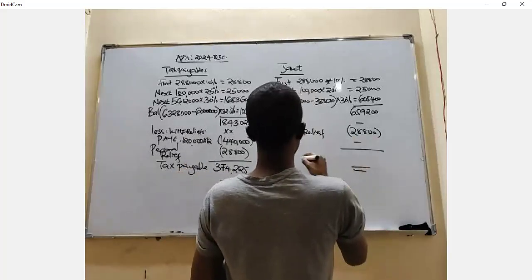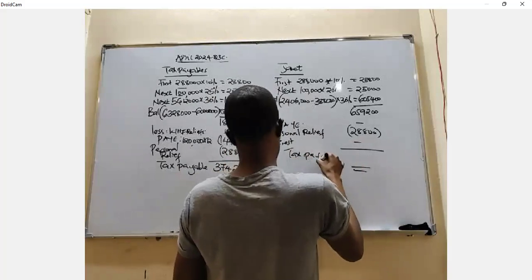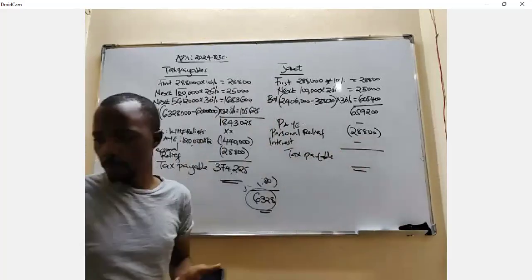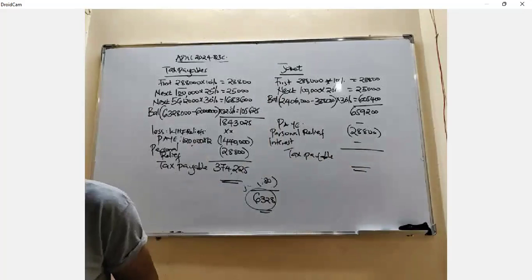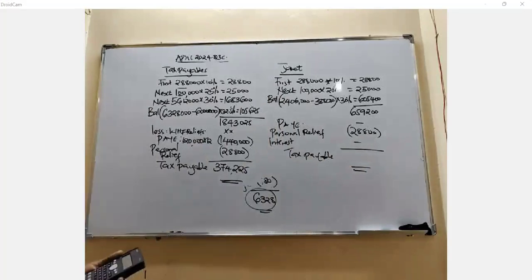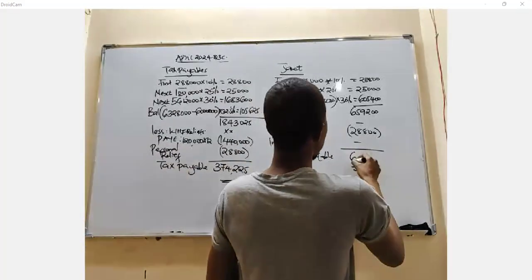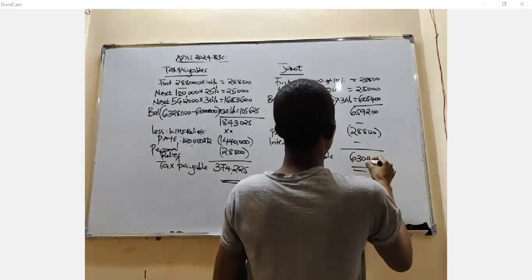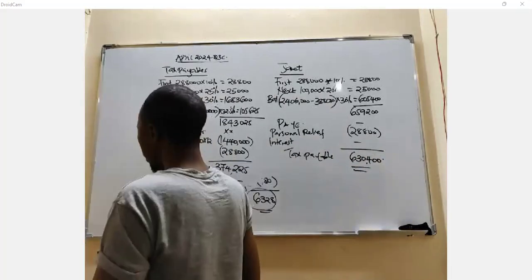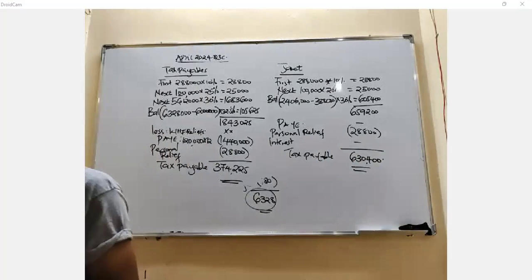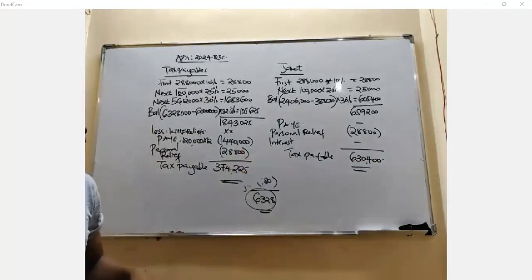So how much is the tax payable here? How much is your tax payable? So 659,200 minus 28,800. You're going to be getting 630,400.